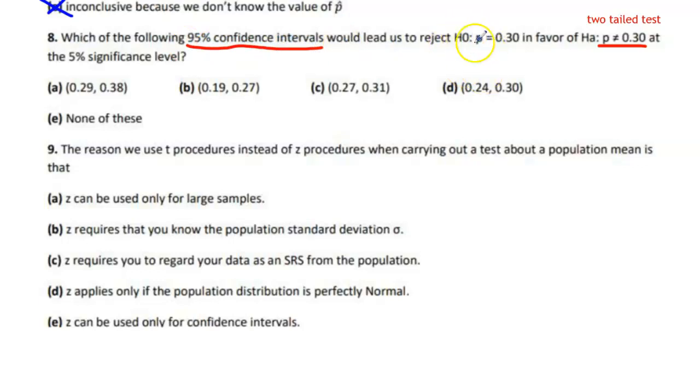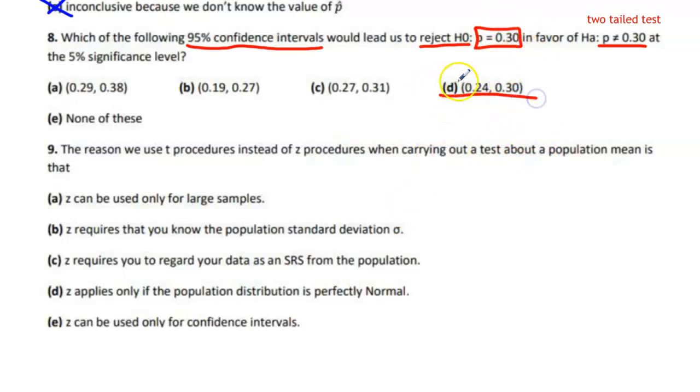We're looking for H null being p is equal to 0.30. In other words, we're saying that the claim is that p, the proportion, is equal to 0.30. So we're looking for rejecting that. In other words, we're saying we don't think 0.30 is possible for the population proportion. In other words, we're looking for a confidence interval that does not contain 0.30.